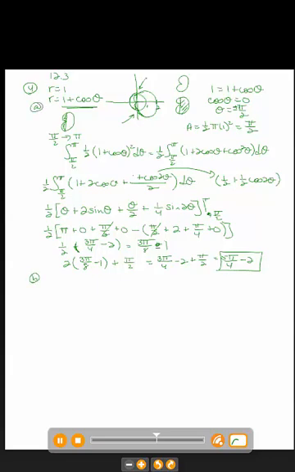Part B wants us to find the area of the region inside the circle but outside the cardioid. So let me draw this again. Inside the circle but outside the cardioid. And I've got to draw another cardioid now. It goes out to 2. And that's 1. So inside the circle but outside the cardioid is the shaded region I have left here.